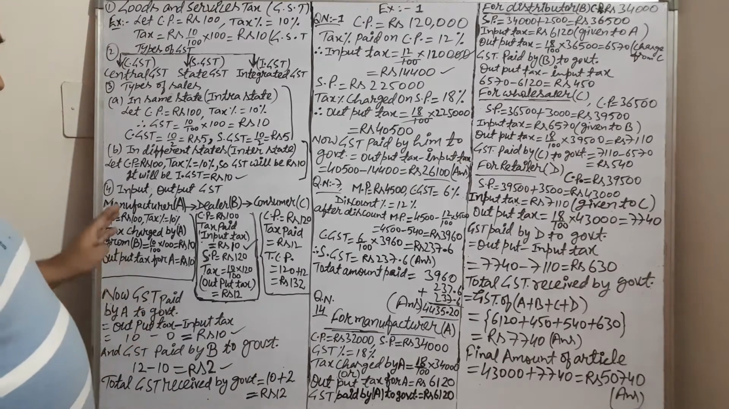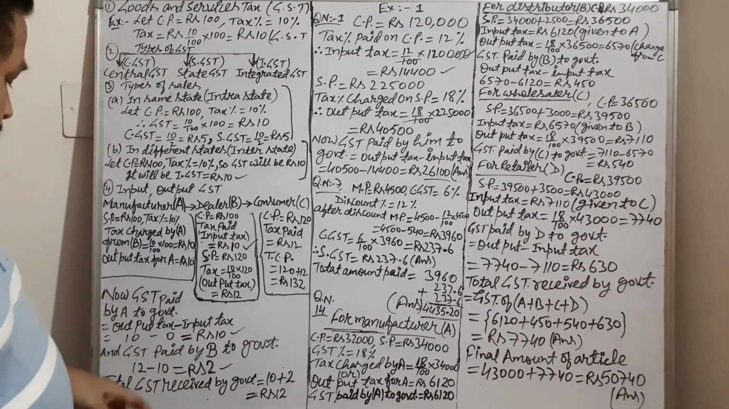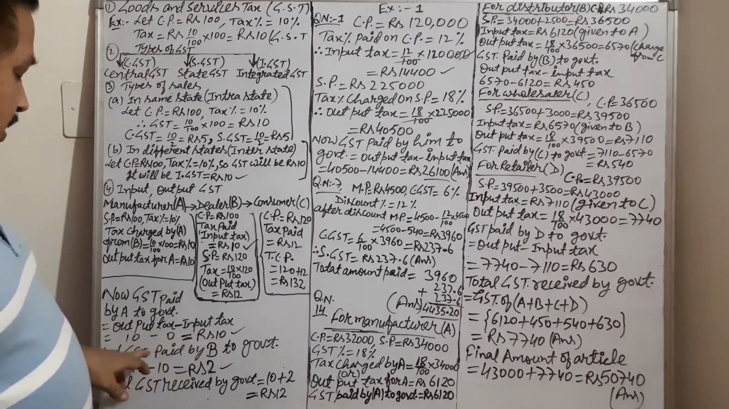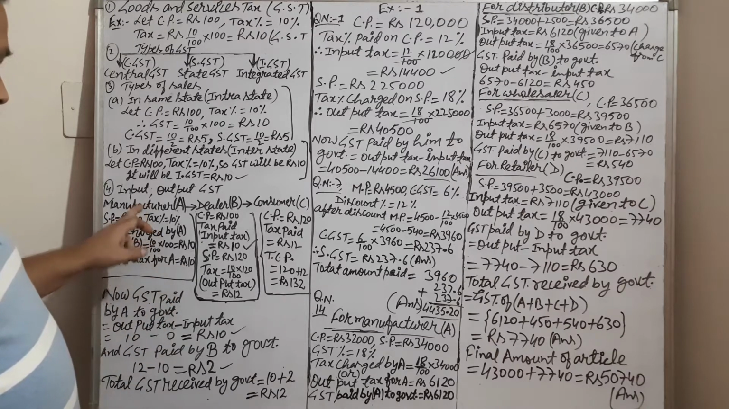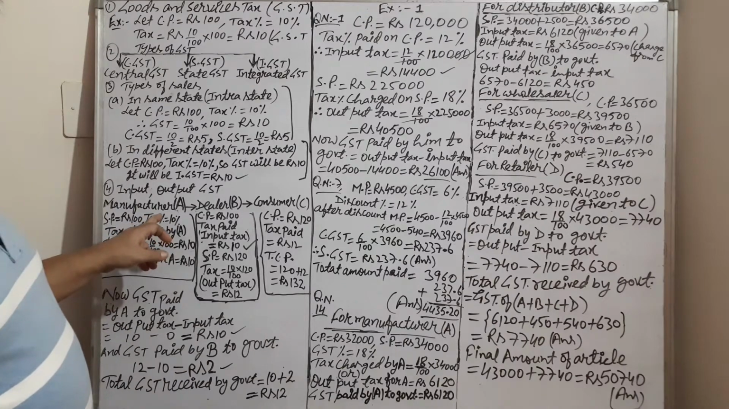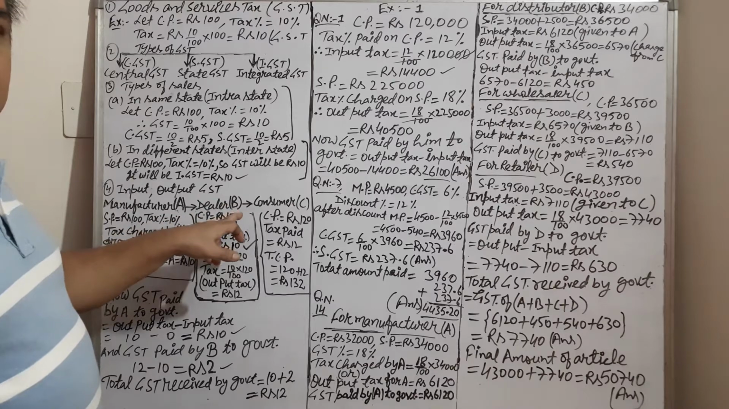Now see the tax paid by the manufacturer to the government as GST. Output tax minus input tax. This is the formula for GST. Output tax is 10 rupees. Input tax is not given for this, 0. So 10 rupees GST for A. And now get the GST for the second seller, the dealer.